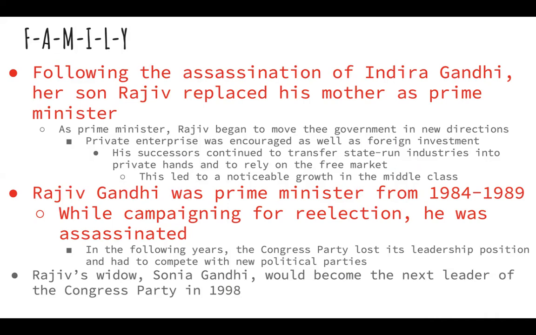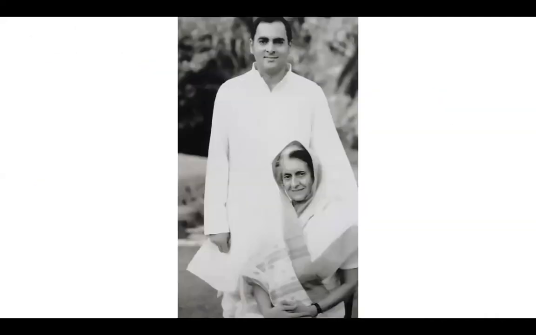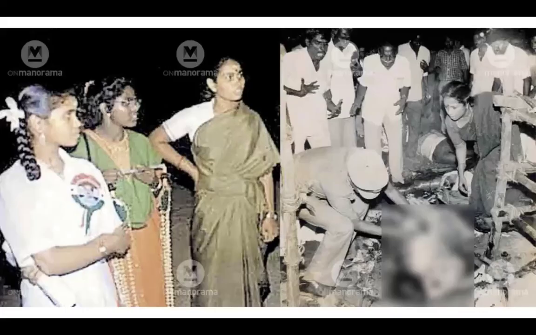Rajiv Gandhi was prime minister for only 5 years, 1984 to 1989. While campaigning for re-election, he too would be assassinated. In the following years, the Congress Party lost its leadership position and had to compete with new political parties. Rajiv's widow, Sonia Gandhi, would become the next leader of the Congress Party in 1998. So that's Indira Gandhi, and that's her son, Rajiv.